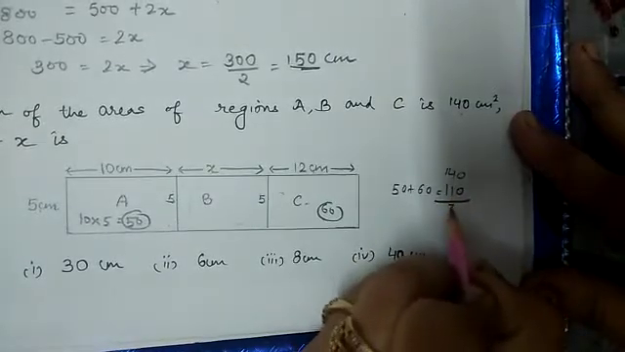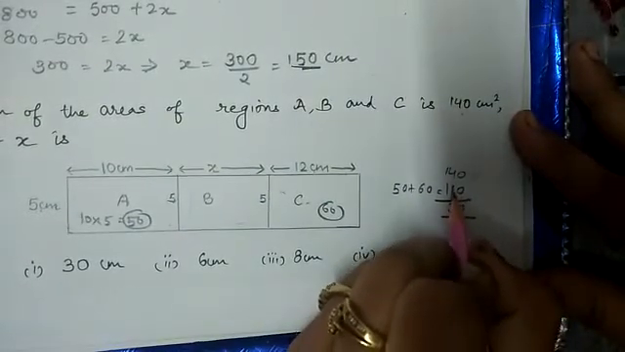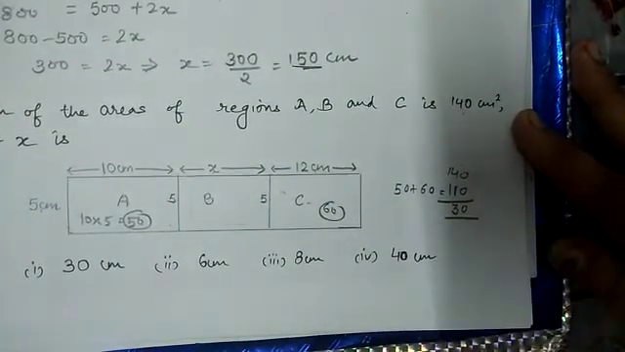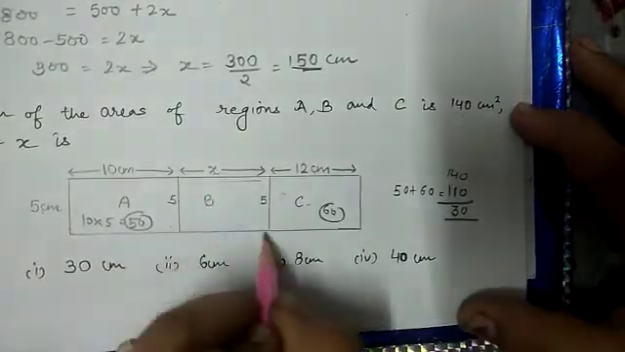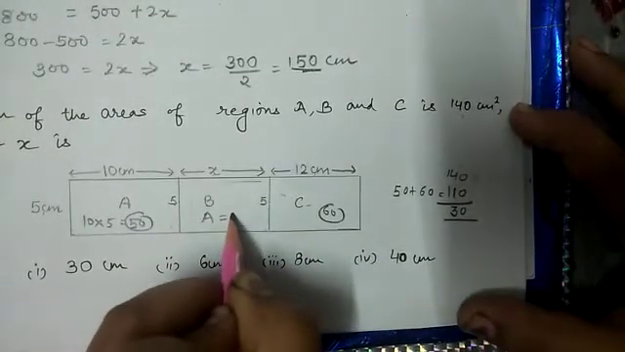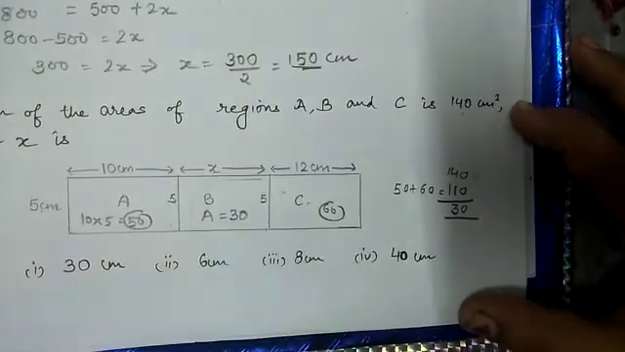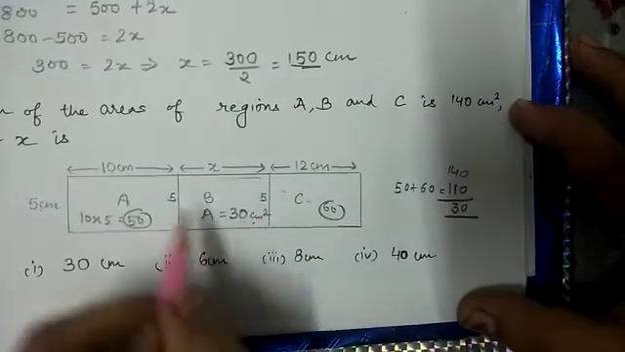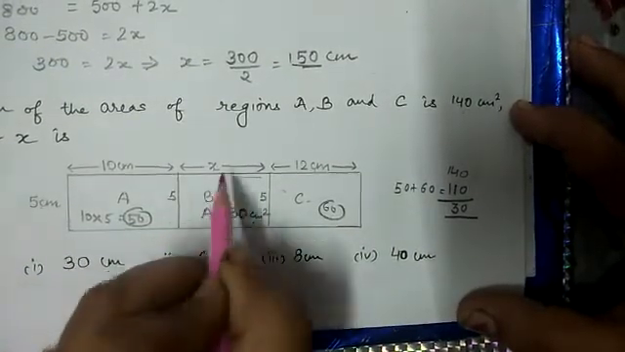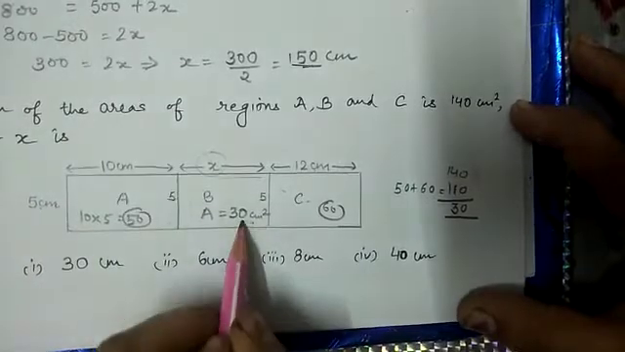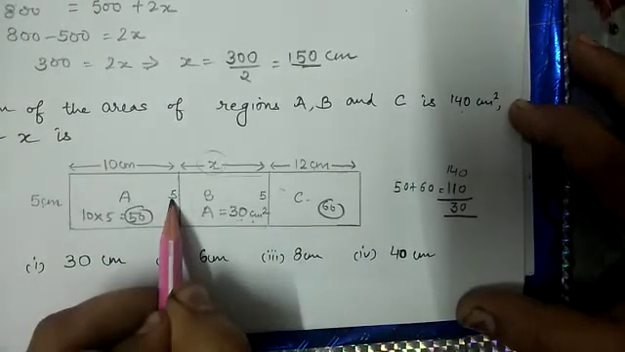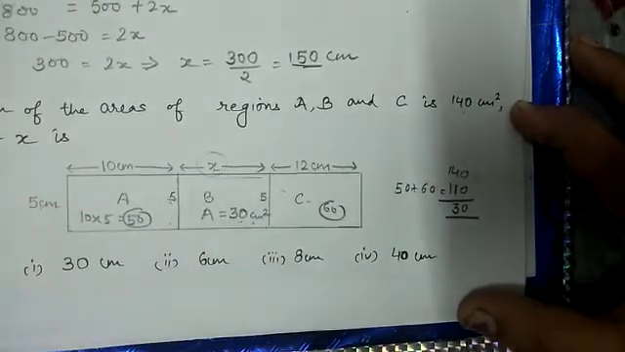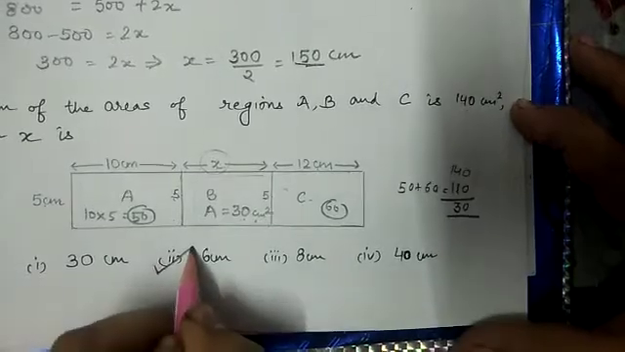If I subtract this 110 from 140, I am going to get 30. It means I know the area of this rectangle, 30 centimeter square. Area is given, its width is given, so we can find the length. Area divided by width. 30 by 5, that is equal to 6 centimeter.